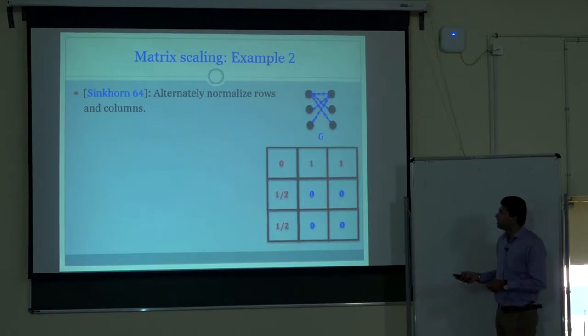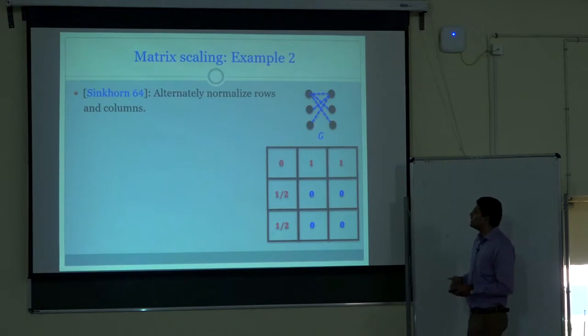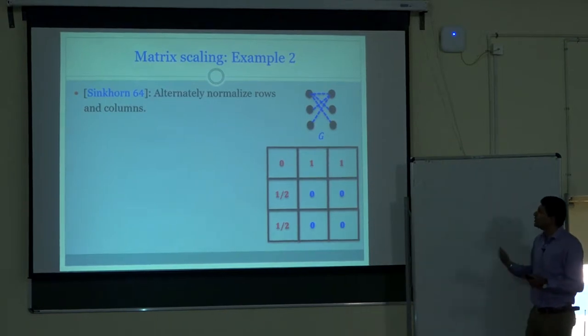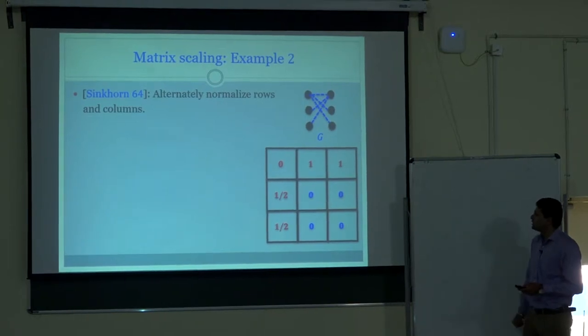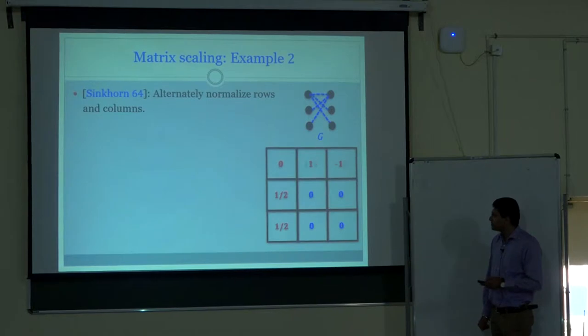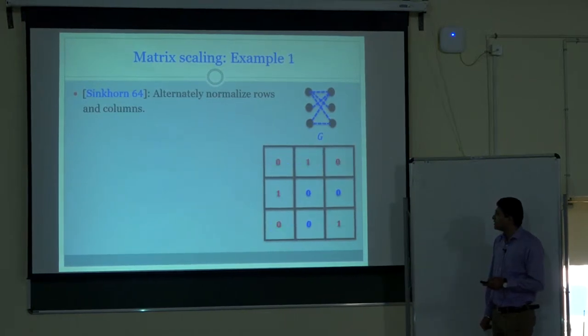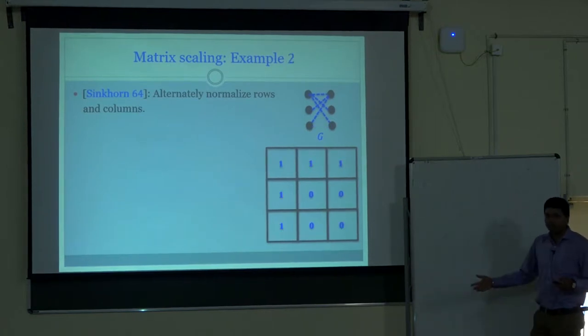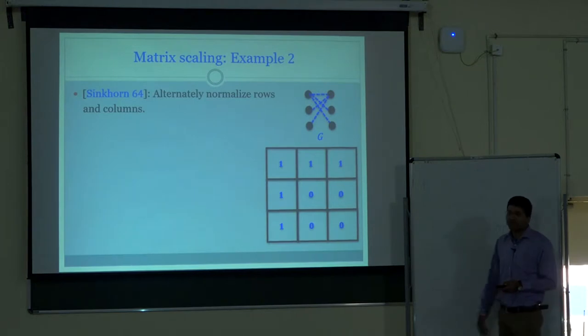Okay. Any questions? And yeah, Sinkhorn and Knopp proved that this algorithm will converge if and only if the bipartite graph that defines your matrix A has a perfect matching. So for example, in this previous example, you converge to the perfect matching. In general, you might not converge to a perfect matching, you converge to some convex combination.